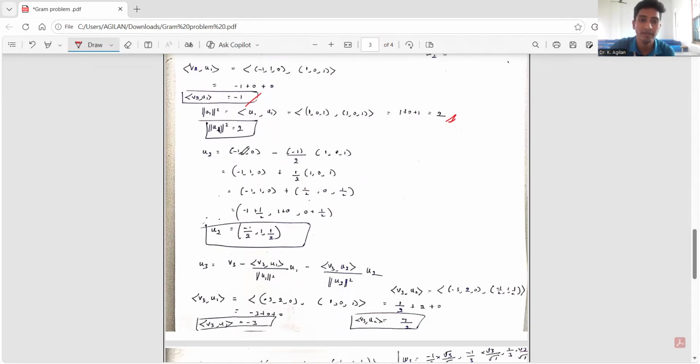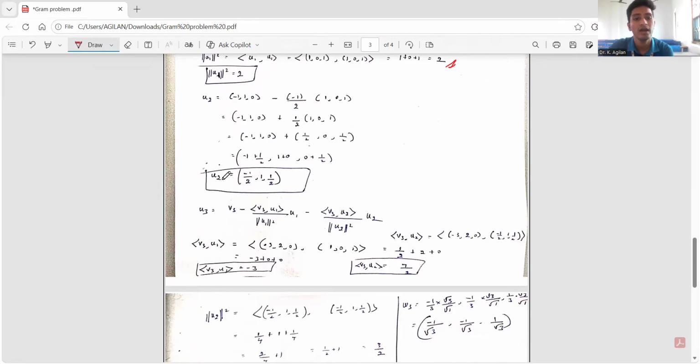So it is simple mathematics only. Minus 1, 1, 0, minus into minus plus 1 divided by 2 into 1, comma 0, comma 1. This fraction applies to each term: 1 by 2, 0 into 1 by 2 is 0, and 1 into 1 by 2 is 1 by 2. Again, this is simple mathematics. Minus 1 plus 1 by 2 is minus 1 by 2. 1 plus 0 is 1. 0 plus 1 by 2 is 1 by 2. So we found the U2 value.